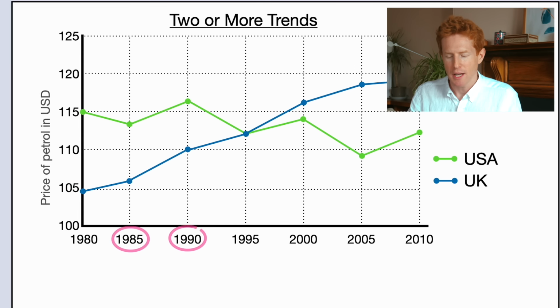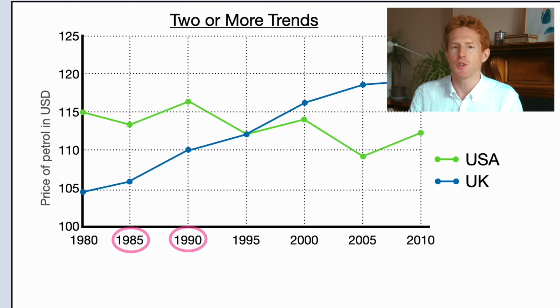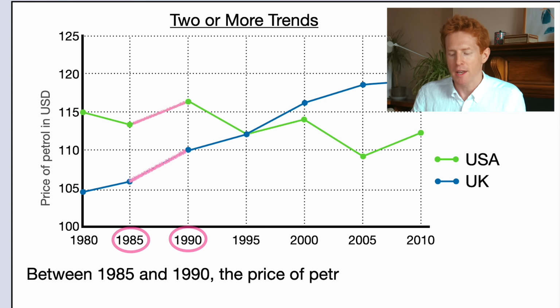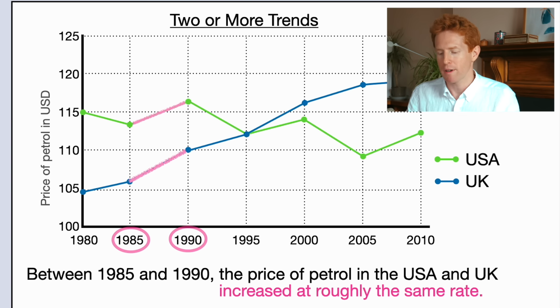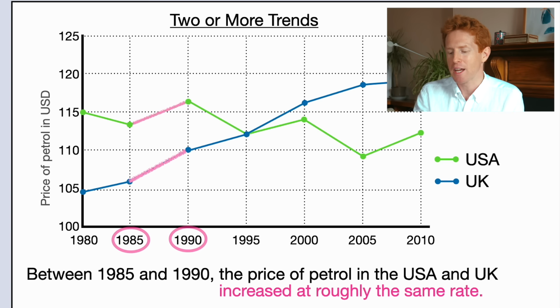Now I want to show you between 1985 and 1990, something interesting happens. Look at the two trends. Between 1985 and 1990, the price of petrol in the USA and UK increased at roughly the same rate. This is the kind of sentence that can take you from band 6 to band 8 or 9. Increased at roughly the same rate.